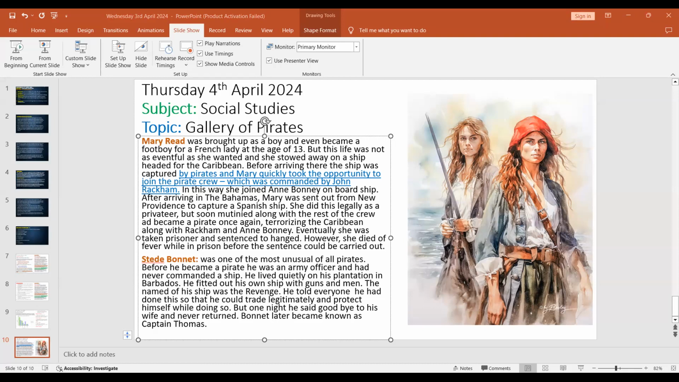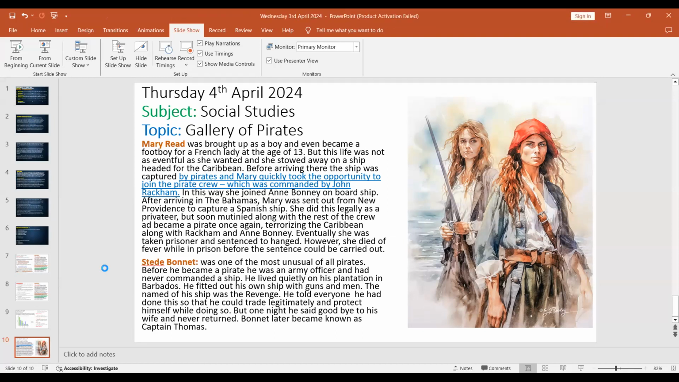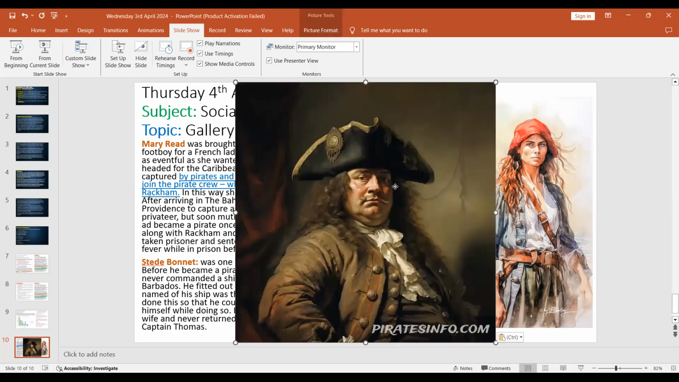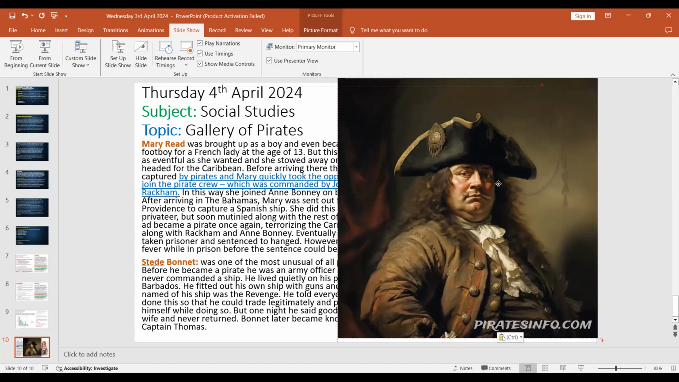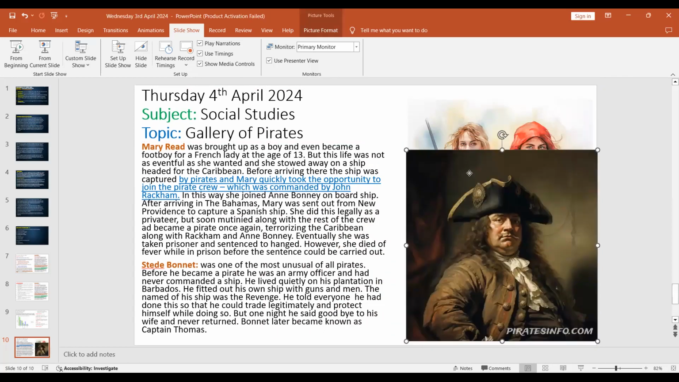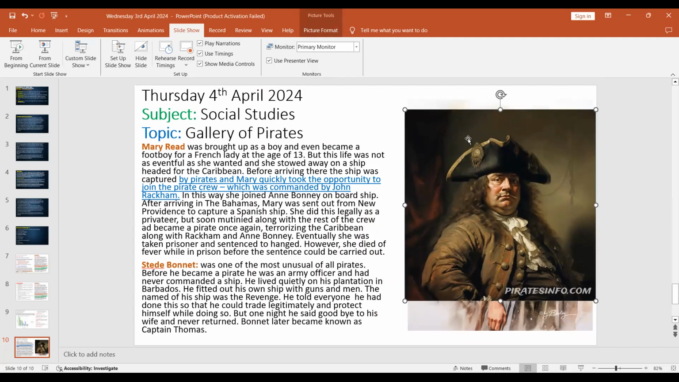All right, so Stede Bonnet. It's the image we have for him. Pretty interesting guy. All right, now we have an interesting photo for Stede Bonnet. Okay, oh wow, it's exactly 8:30. That's crazy.